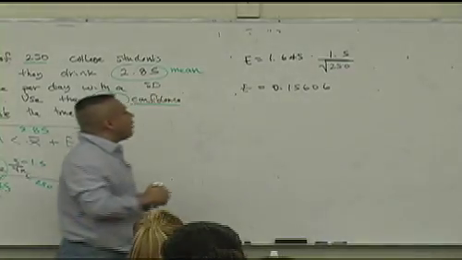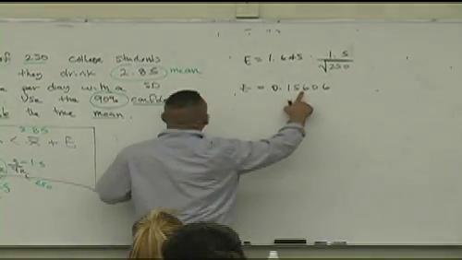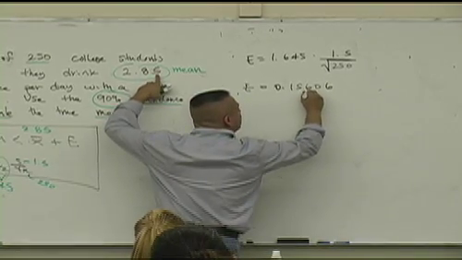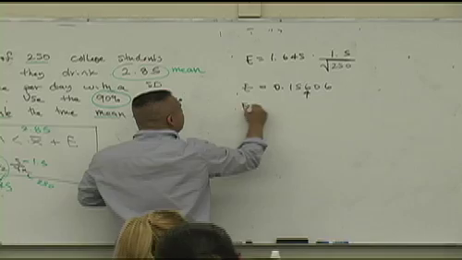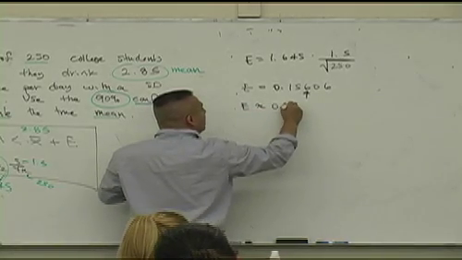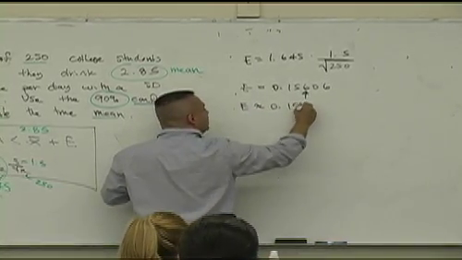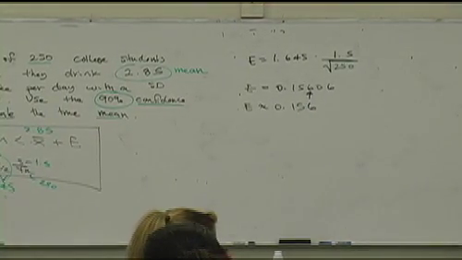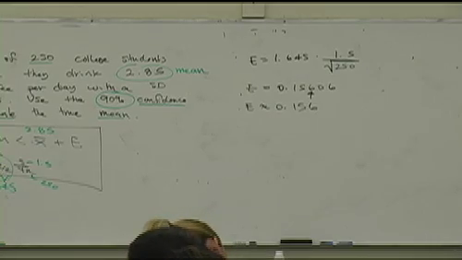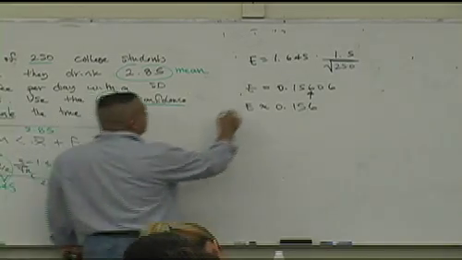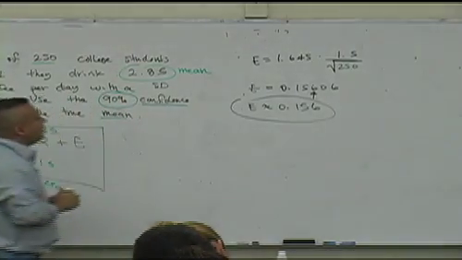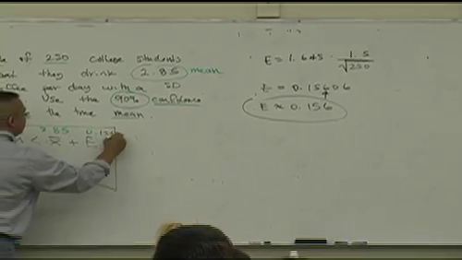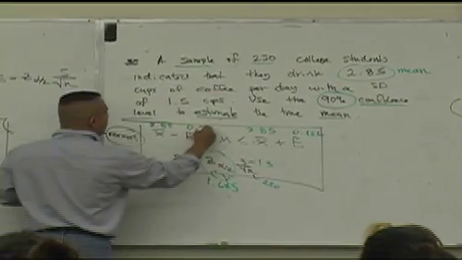Okay. So we're going to approximate this. How are we going to approximate this value? If this mean is to the nearest hundredths, we're going to go to the nearest what? Thousandths. So our error then is going to be approximately 0.156. This is your error formula. Okay? So you're done now.